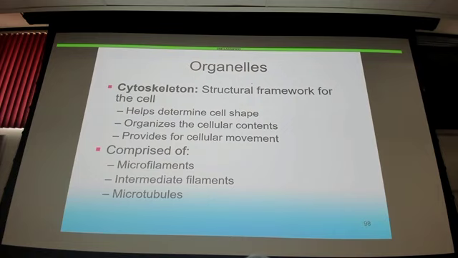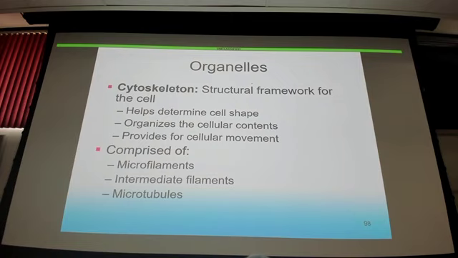So if you look at an organelle such as the cytoskeleton, we need to define what do they do. The cytoskeleton helps determine the shape of a cell. It also provides for cellular movement. Like when you look at cells like white blood cells that can move through different areas.